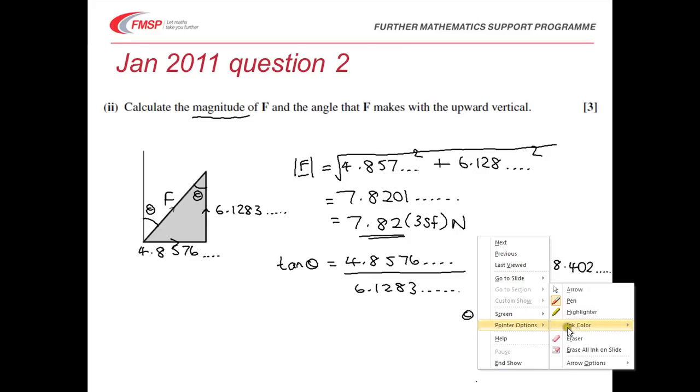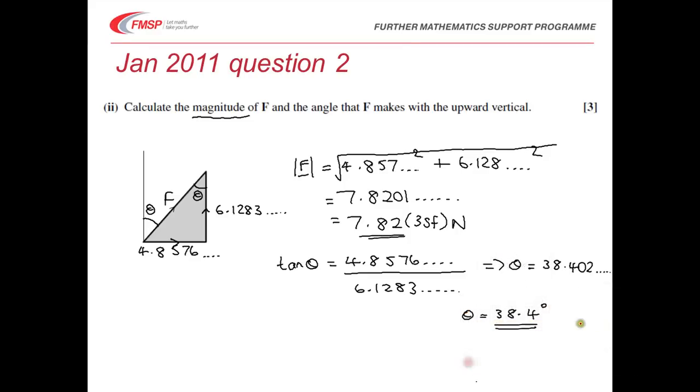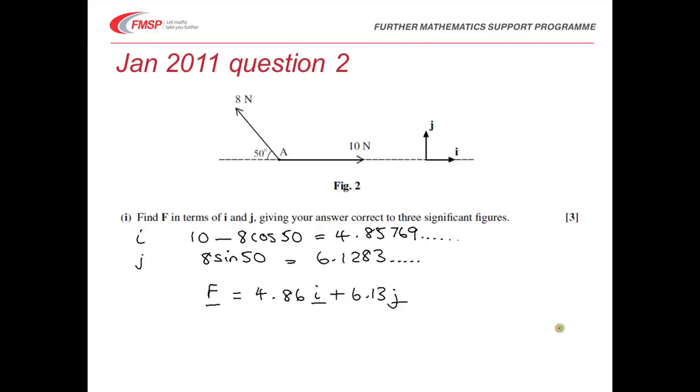Okay, let's go through now and have a look at how the marks are allocated on this question. In part 1, you got a method mark for resolving in at least one direction. You got an accuracy mark for getting either of them correct, and then a final accuracy mark which has to be the correct answer only, and it has to be rounded to 3SF to get that mark because that's how they want it in the question. So that's the 3 marks for part 1.